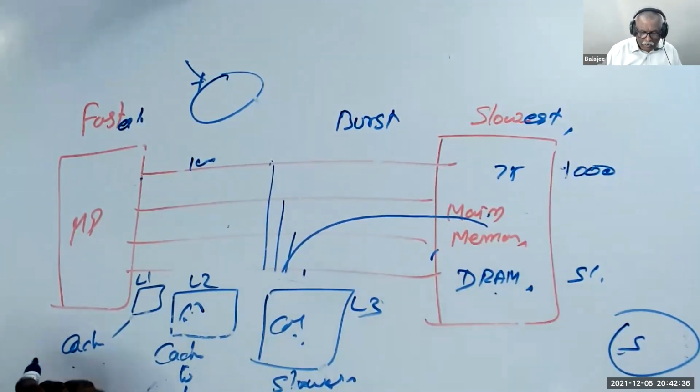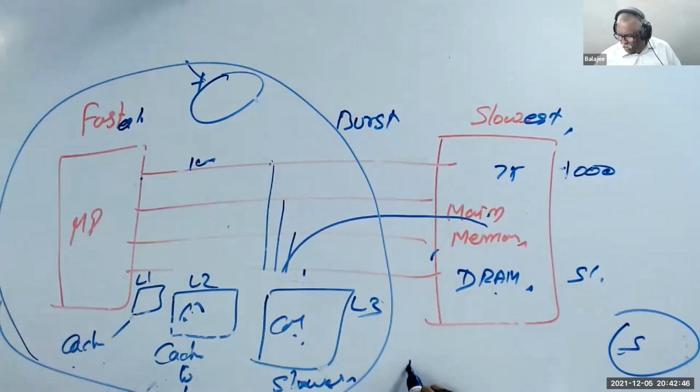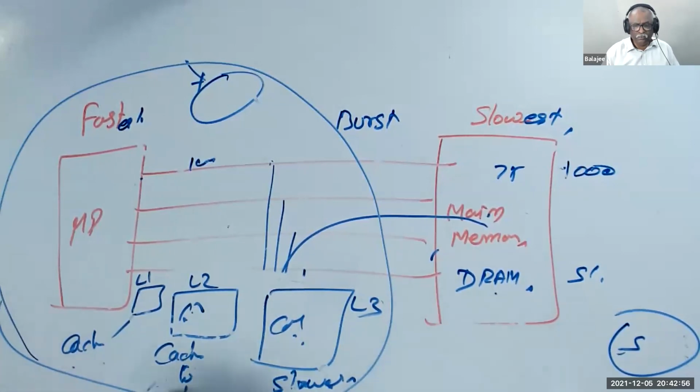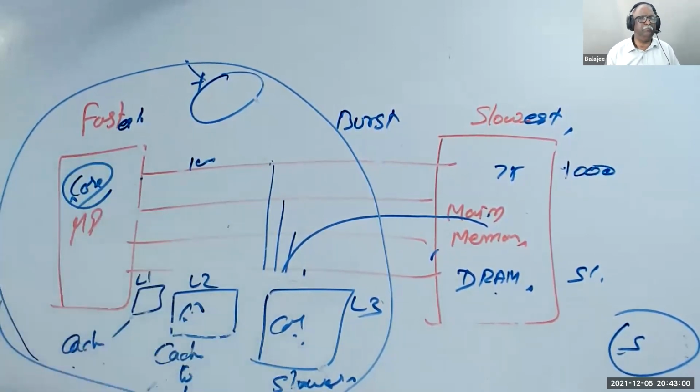Now what happened? They put all these things inside a single chip. If you take the latest ARM processors, they have an ARM core, and they have L1, L2, L3, all in the single ARM processor. This is called the core. Don't get confused between the core and the processor.